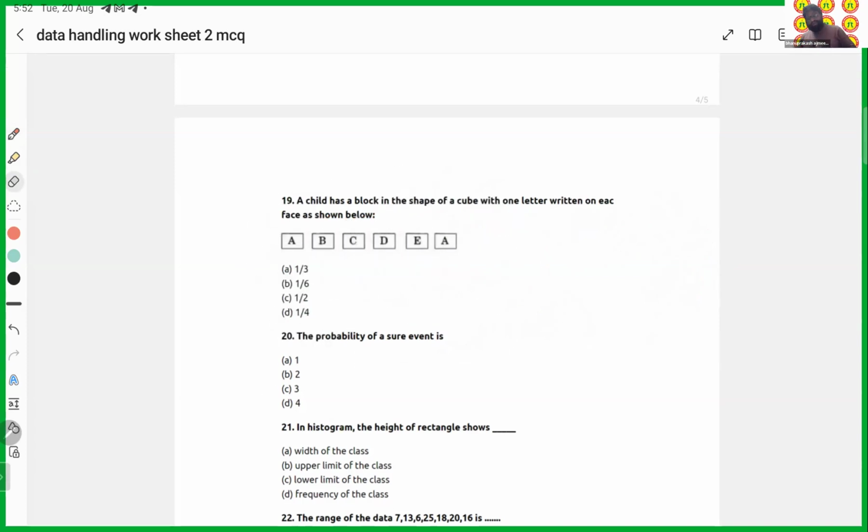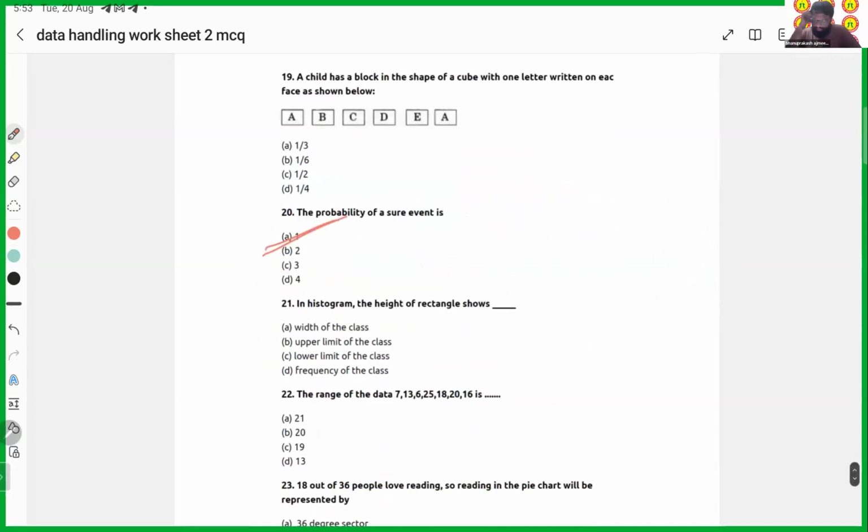Next, the probability of a sure event is. This we also discussed. A sure event, 100% happening, means what is the probability of it? 1, sir. 1, okay. In the histogram, the height of the rectangle shows. This also we discussed. Frequency of the class, sir. Frequency of the class. Right?